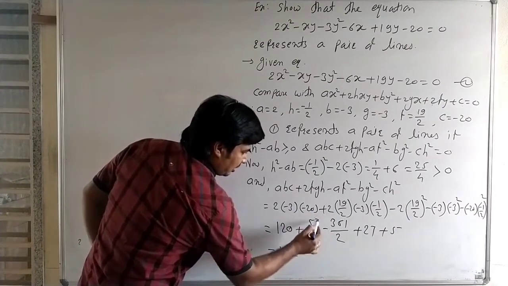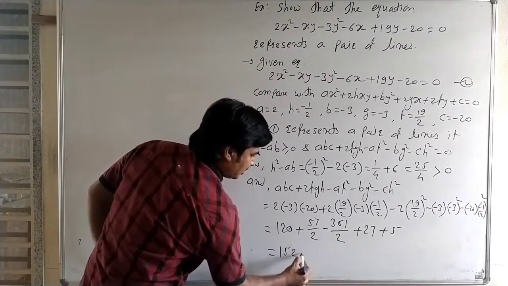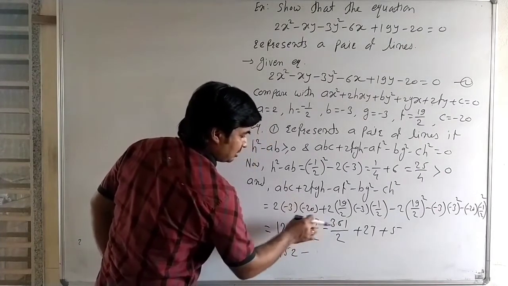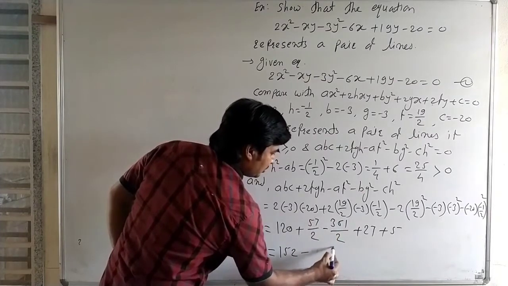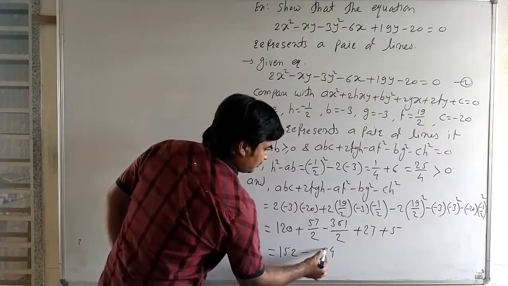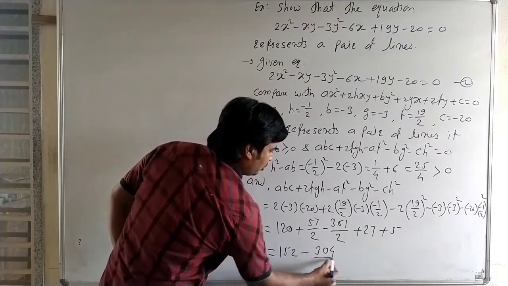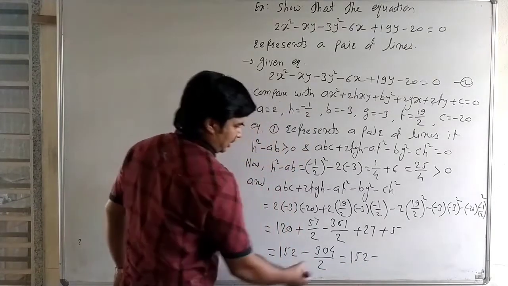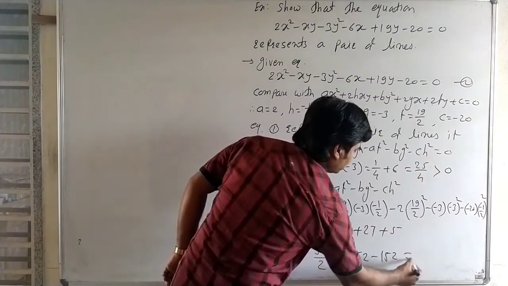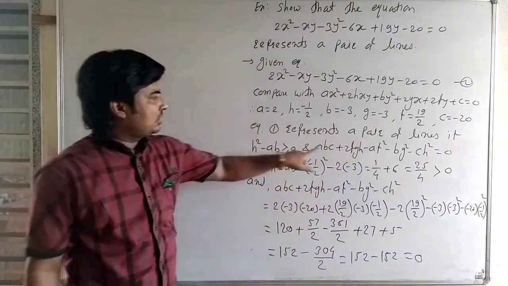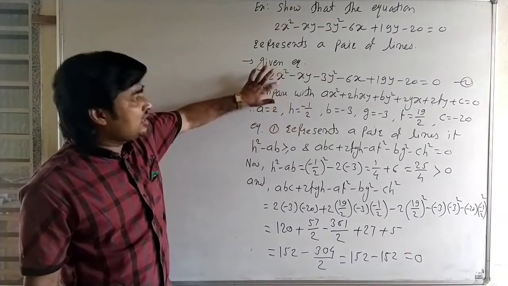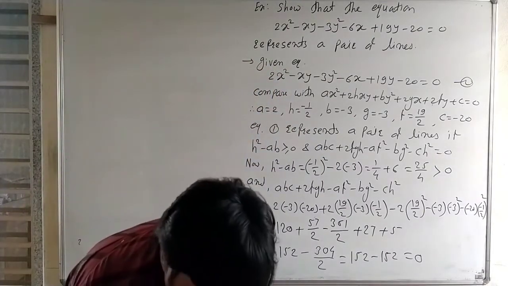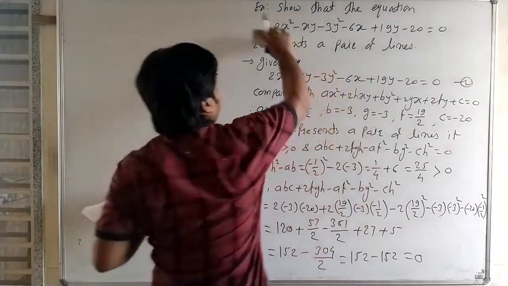Then here 57 upon 2 minus, therefore it is minus 361 minus 57, 361 minus 57, it is 4, then 0 and it is 3 upon 2, and then equal to 152 minus, again it is equal to 0. Therefore these two conditions are satisfied. Therefore this equation represents a pair of lines. Second degree equation represents a pair of lines. Now second example.